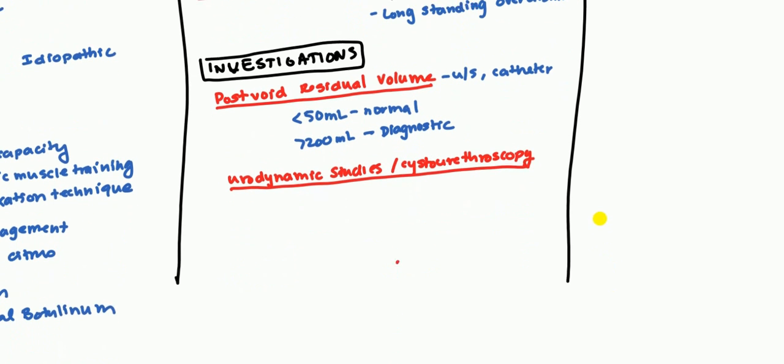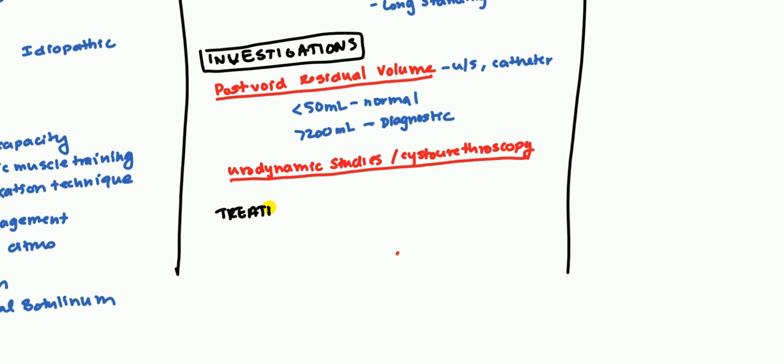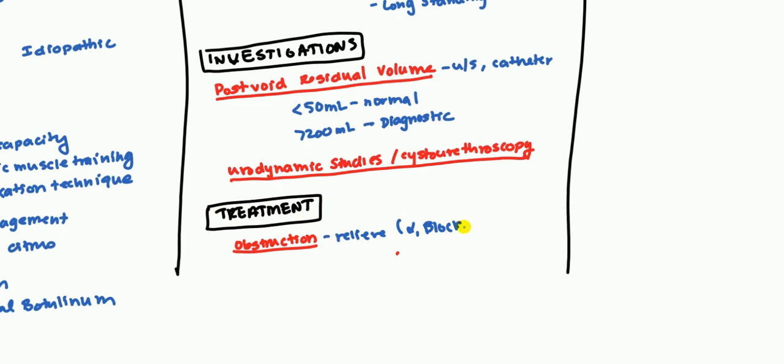Treatments depend on the underlying cause. So if the cause is due to, say, an obstruction, then what you want to do is relieve the obstruction, and this can either be done by an alpha-1 blocker, or they can perform surgery. And if it's not due to an obstruction, you can do something called chronic intermittent catheterization. And so just every once in a while, you remove some of the remaining urine through a catheter. So that's if it's due to a non-obstructive cause.